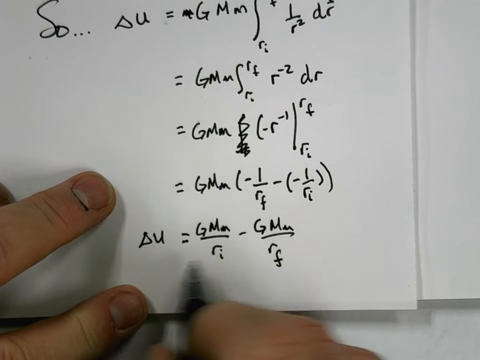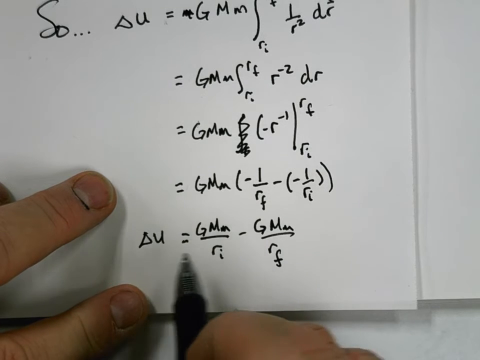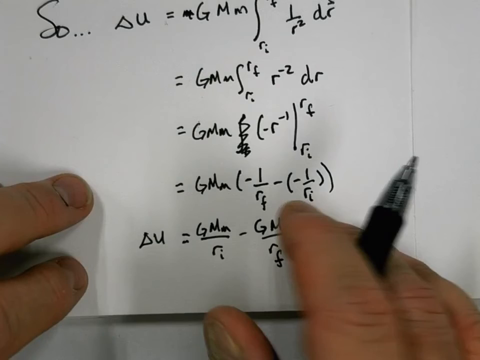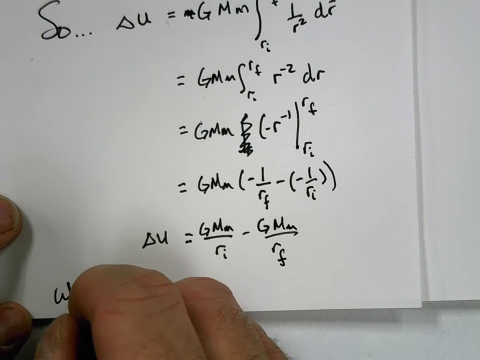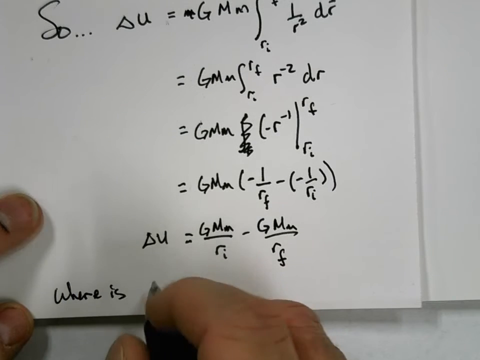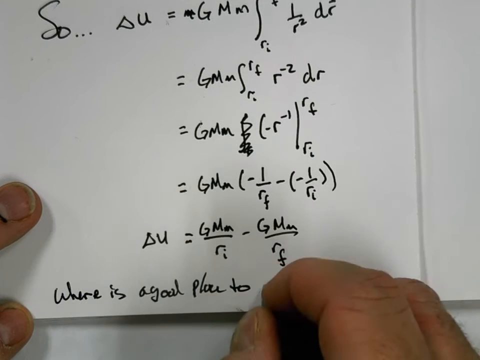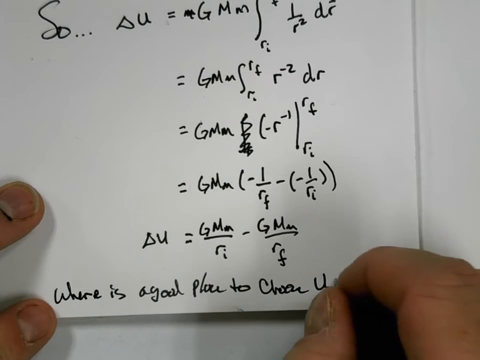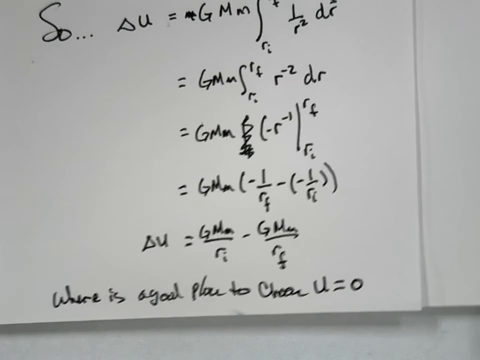Because it's the negative of the work, and the work done by gravity would be final minus initial, so the potential is the initial minus the final. Okay, with this idea, what would be a good place to choose our initial potential energy equaling 0? Because we can have it arbitrary, and it can be wherever we want it.